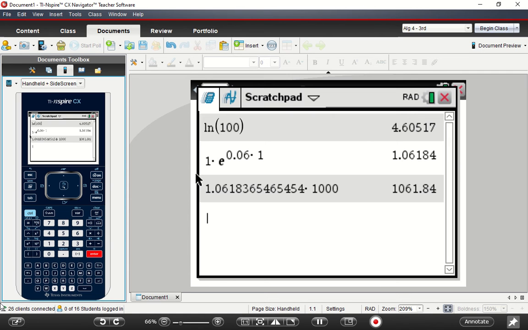Okay? So the next question says after 2 years. I would like for you guys to tell me what the account balance is after 2 years. Account balance after 2 years.